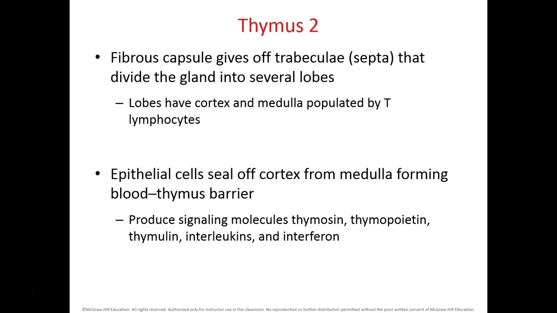So it has a fibrous capsule, and from that it has trabeculae or septa that divide the gland into several lobes, and we'll look at it in a picture in a moment. The lobes have a cortex and a medulla. Remember, I told you this is a term we'll see over and over again. Cortex is the outer portion, medulla is the inner portion. And the medulla is the part that's populated with the T lymphocytes. Epithelial cells seal off the cortex from the medulla, forming the blood-thymus barrier. And this produces signals, molecules for the thymosin, thymopoietin, and thymulin, and interleukins and interferons.